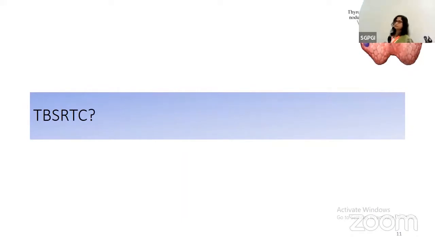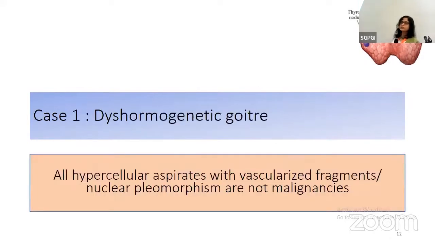Young baby, few months old. So this was a case of dyshormonogenetic goiter. The large nuclei which you were seeing are called monster cells. There were no nuclear features of PTC. So it's a major pitfall. It can appear like AUS, it can appear like a predominantly microfollicular pattern. You can have nuclear atypia, but not the nuclear atypia of PTC. You can have those nuclear changes also, but they can be a varied presentation. So all hypercellular aspirates, with or without vascular fragments and nuclear pleomorphism, are not malignancies.